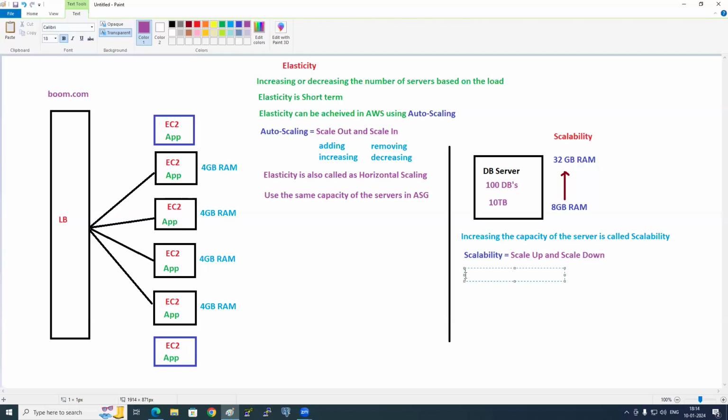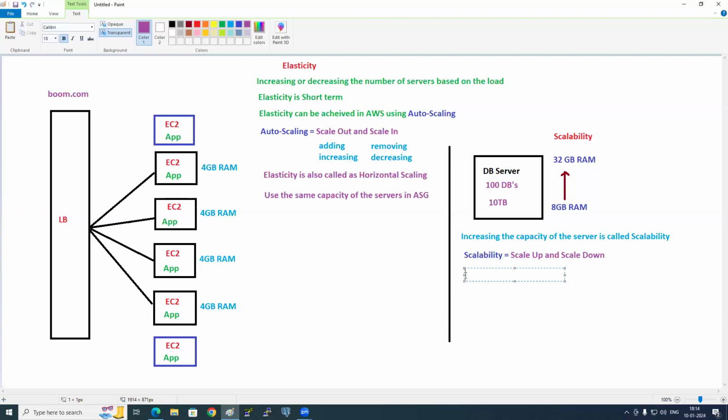By changing the instance type. Say that three times. By changing the instance type. How do you achieve scalability in AWS? By changing the instance type. What is that? Instance means what here? Server only, no? Instance here means server only.